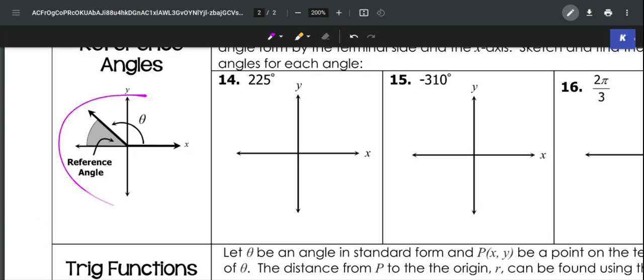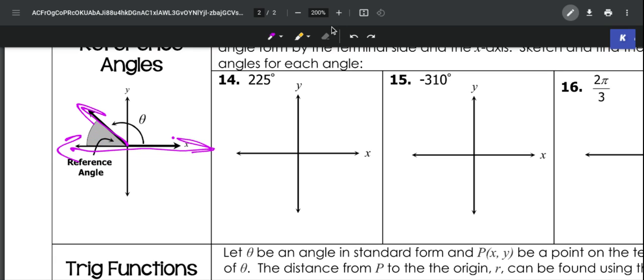So here we have a coordinate plane, and our initial side is here. Our terminal side is here. It's just saying it opened up however many degrees that is. So however many degrees that is there, which is theta, that's how much it opened up. Now, we don't care about this angle here. We care about the angle that is formed with the terminal side and the x-axis. So that would be this shaded part here.